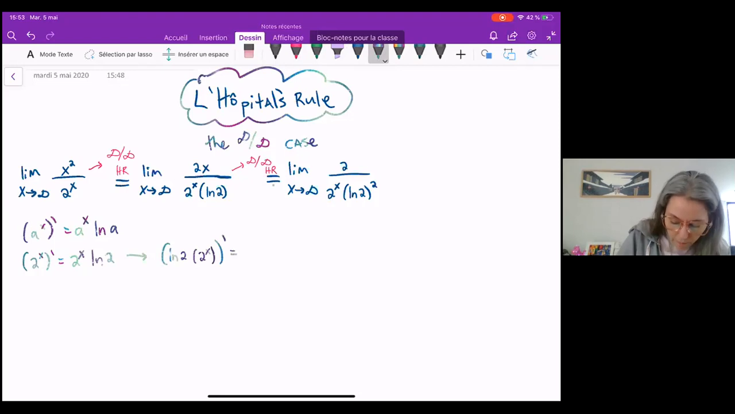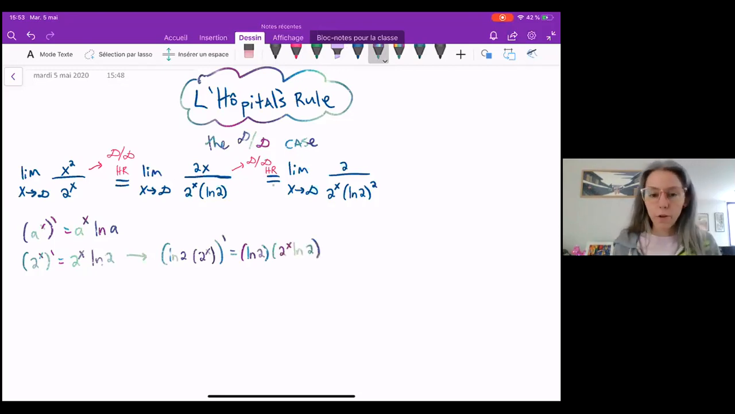So the ln 2 doesn't matter. It's just a constant. So we put it down, and then we multiply by the derivative of 2 to the x, giving us another 2 to the x ln 2. Well, now we have 2 ln 2's, which means I have 2 to the x ln 2 squared.